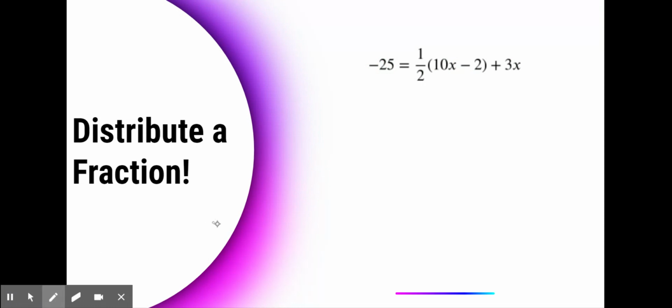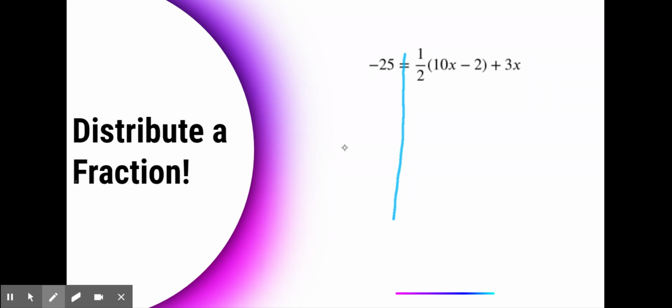So my next equation is negative 25 equals 1/2 times the quantity 10x minus 2, plus 3x. So here's my equal sign. Let me draw that line down there. Notice my variable this time is on the right. That really bothers some people. You can rewrite this, pick up the whole expression and move it to the other side, and pick up the negative 25 and move it to the other side. You don't have to, but some people just can't handle that variable being on the right-hand side.